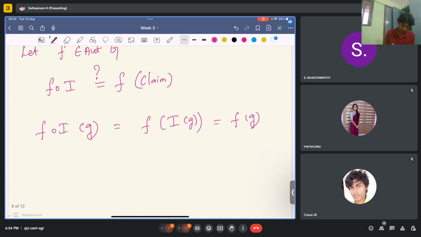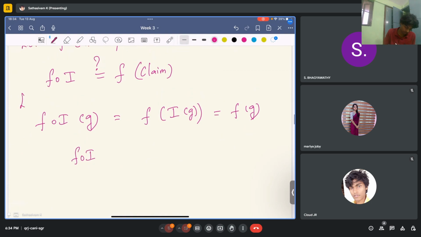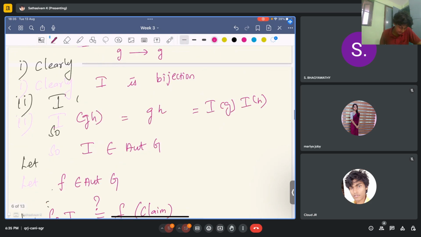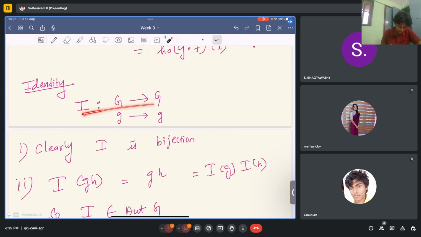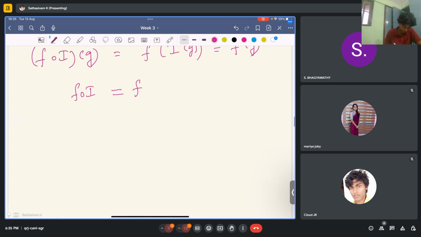Okay. So I start with the G in G, and then I have proved that F compose I of G is nothing but F of G. So that means F compose identity is nothing but F. Okay, so this proves that this identity I defined here, the identity map, is the identity of your automorphism. Okay, now I want to prove the inverse.